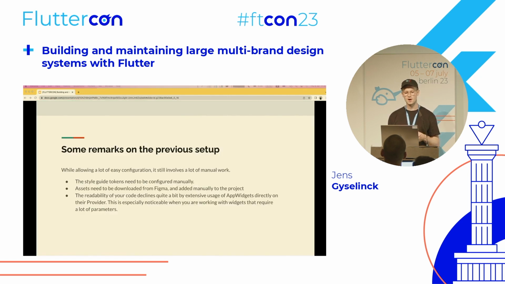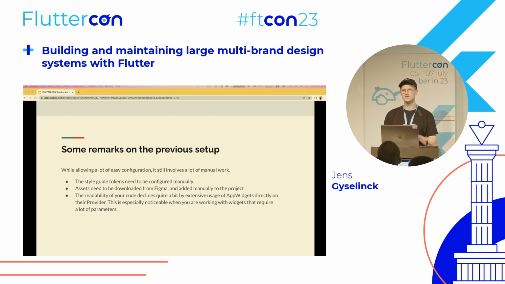Because there are some remarks that you can make on the previous setup. The most important one probably, all of these style guide tokens still needed to be configured manually. And if you're going multi-brand, that means each time that you're setting up a new app, you're copy-pasting values from Figma into your code editor. All of your assets and all of these asset variants needed to be downloaded manually from Figma, which is just tedious work and you don't want to do it. And then an important one, the readability of our code actually declined quite a bit by using these tokenized values for components and screens.